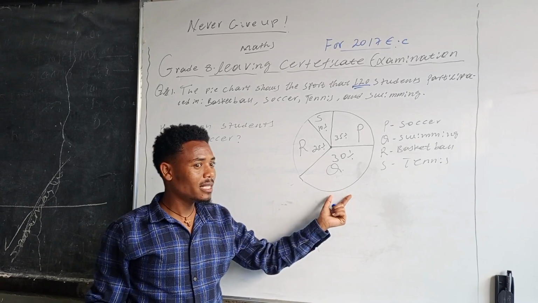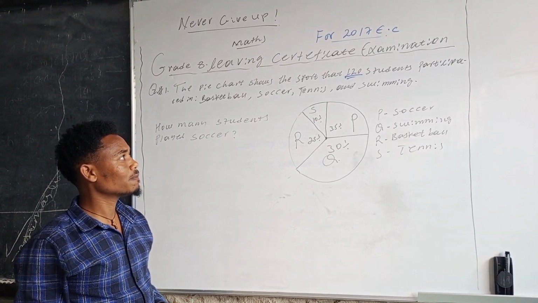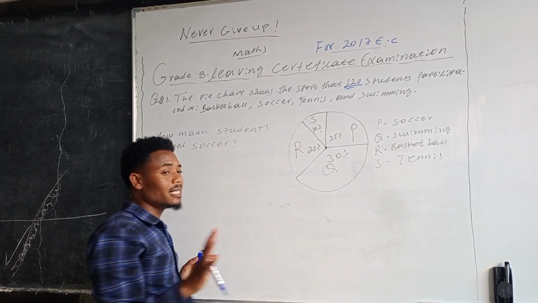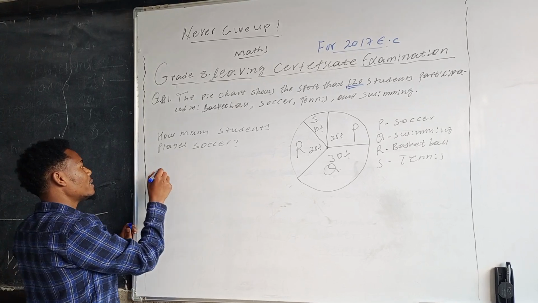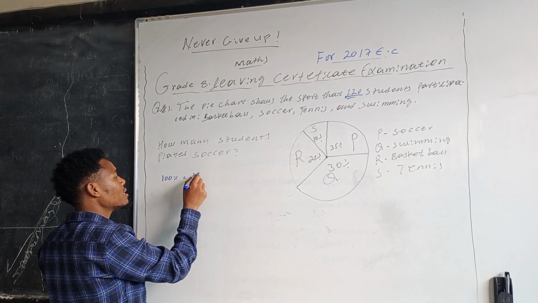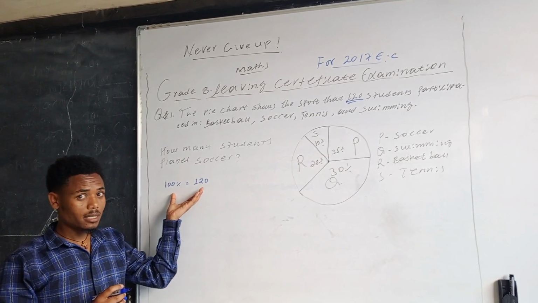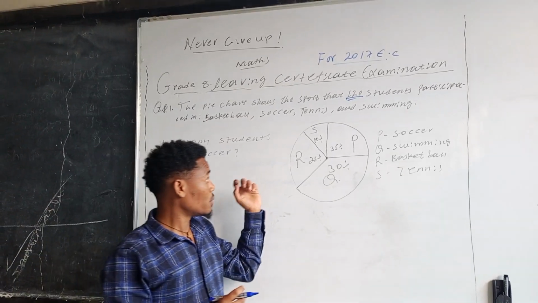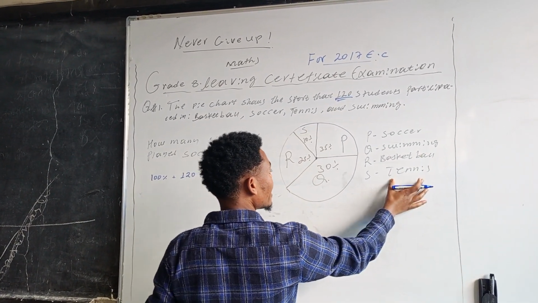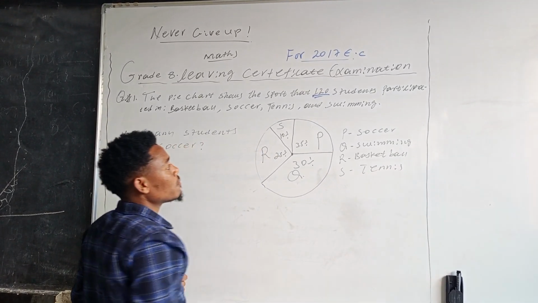Having in mind how to solve this kind of problem, in general, this pie chart totals 100%. That means 100% equals the total number of students, which is 120. So, having this concept in mind, the first is tennis. How many students played tennis?